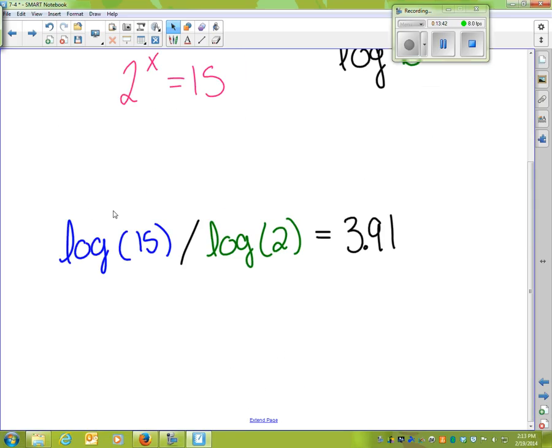And you should type it in the calculator exactly the way it looks. You have to close off your parentheses. What this means is approximately 2 to the 3.91 is equal to 15. I had to round, so it's not an exact answer.